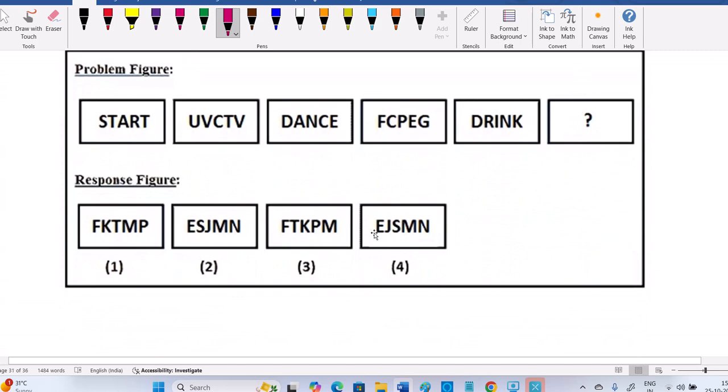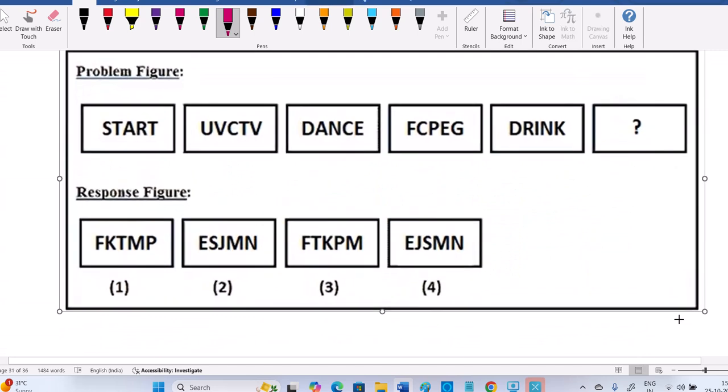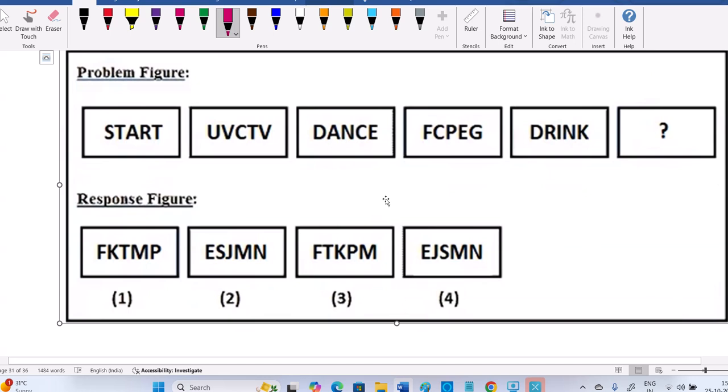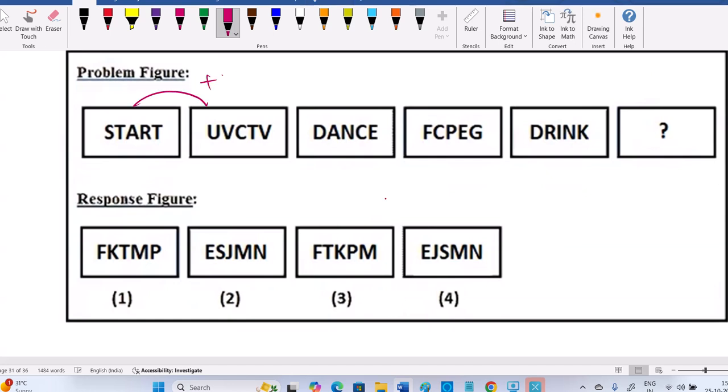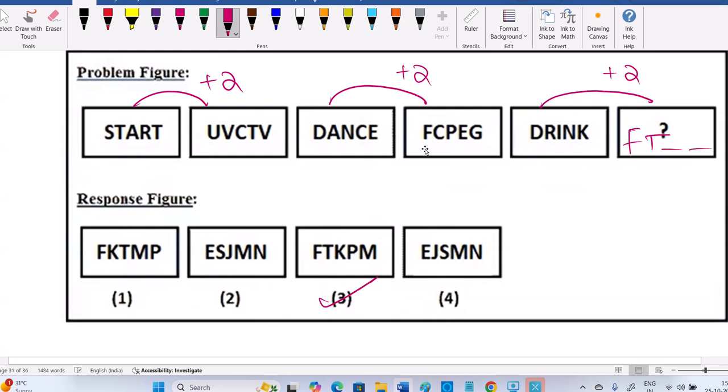Yeah, what about this one? It's similar to coding and decoding, but they give a problem figure and an answer figure, with plus two logic. Plus two logic, plus two logic. So again, applying plus two logic, you will get only the F and D option. Plus 2.